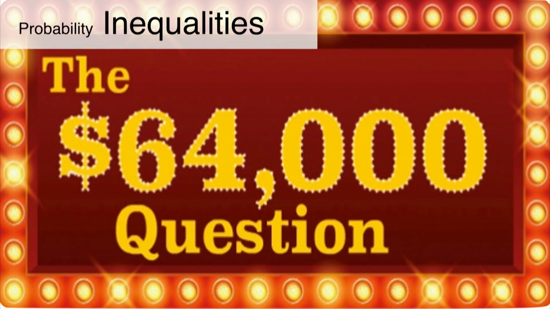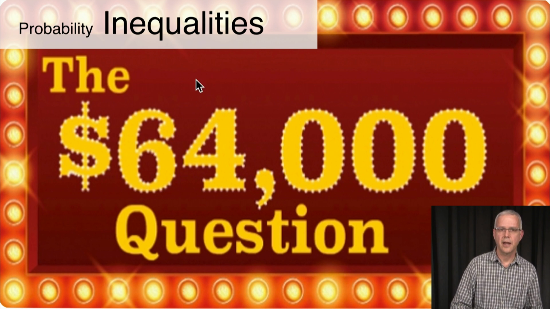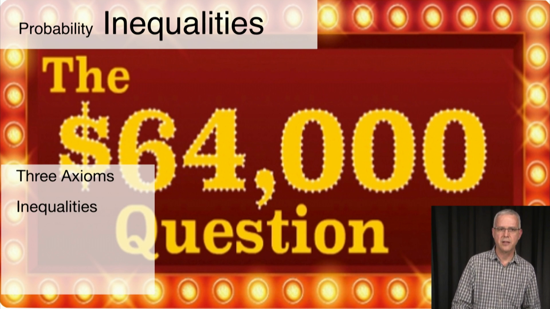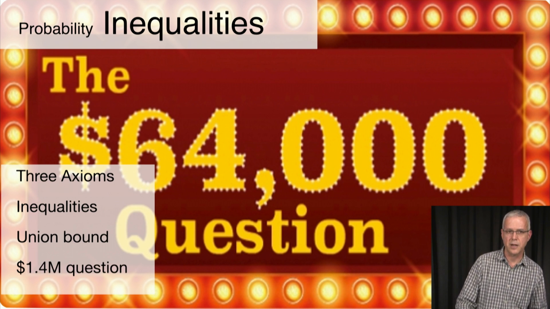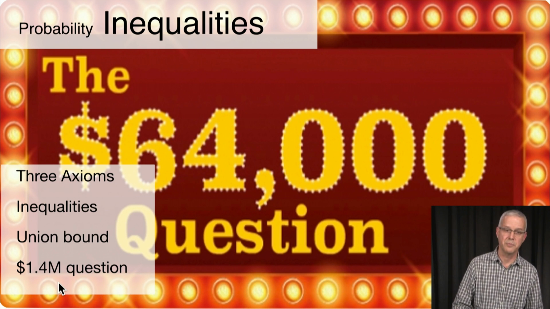Hello and welcome back. In the last lecture, we used the probability axioms to prove some equalities, and now we would like to use them to prove a few inequalities. And maybe along the way, we'll see an interesting question. So again, we're going to use the three axioms. We're going to prove some inequalities, including the union bound, and then we'll get to a problem whose reward is not $64,000, but actually $1.4 million.